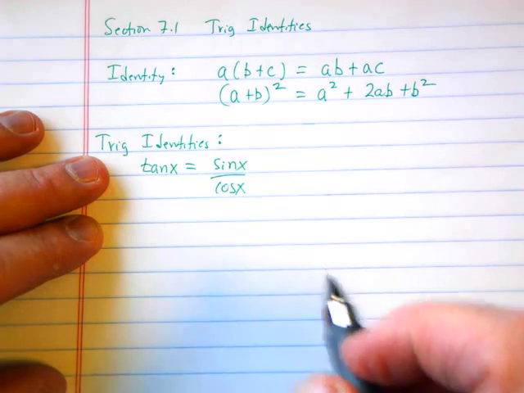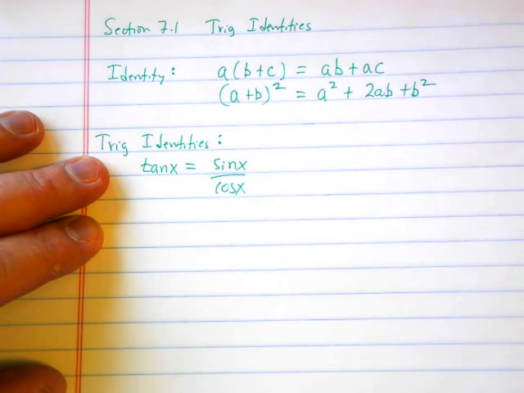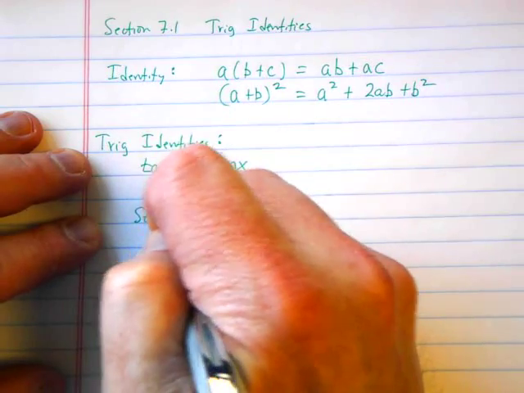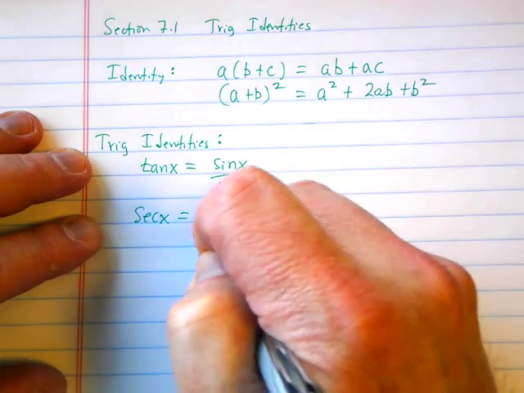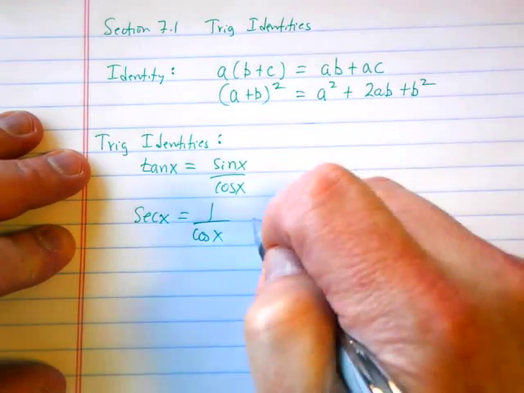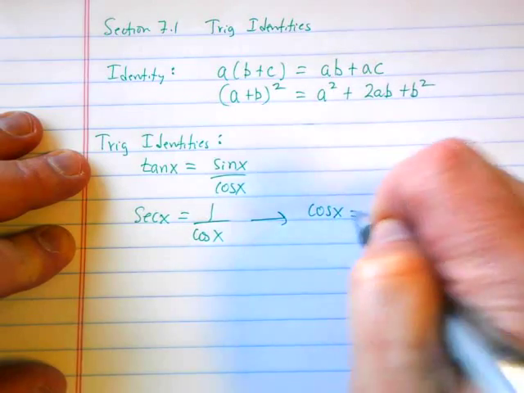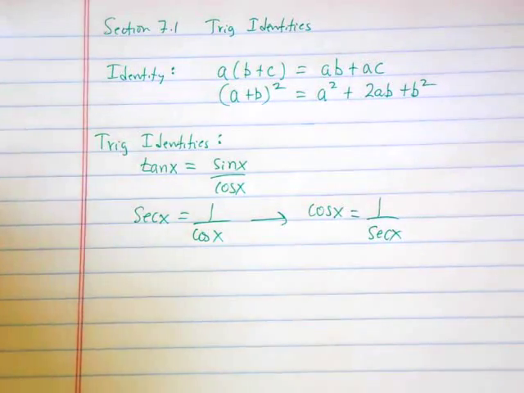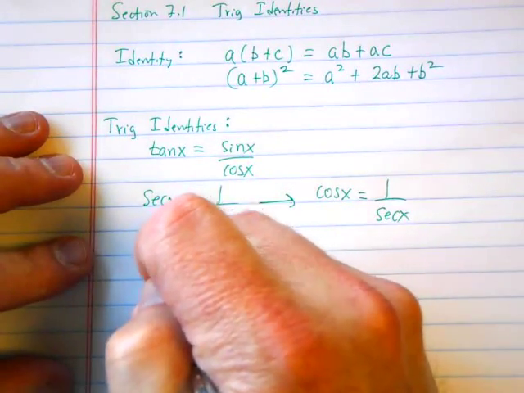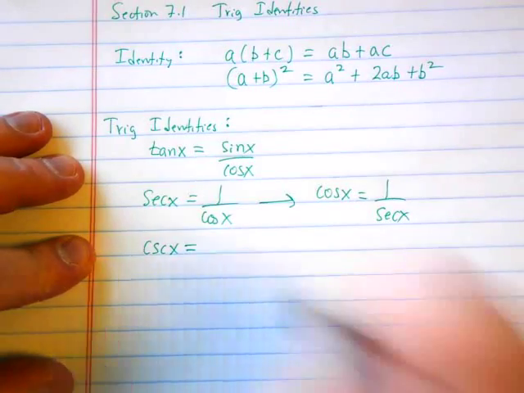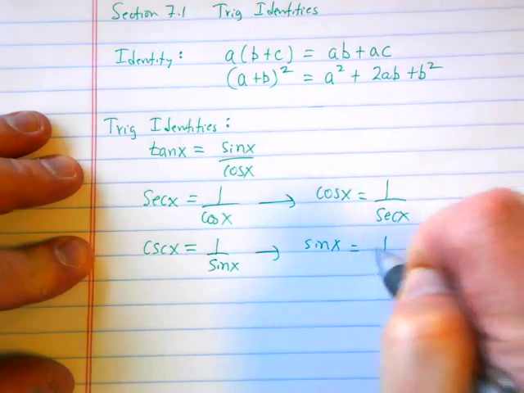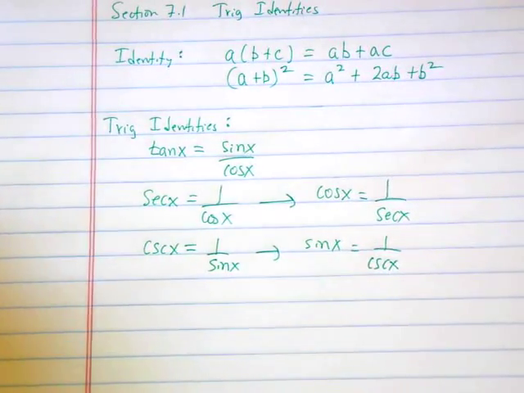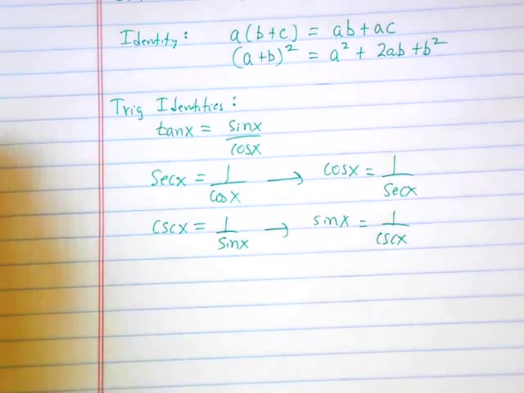Secant is 1 over cosine. 1 over cosine, good. And that one could also be written as cosine is 1 over secant. Could be written either way. All right, so the other ones that we know, what's cosecant? 1 over sine, which again could be written as sine x is 1 over cosecant x. Okay. Any other identities you know like this?